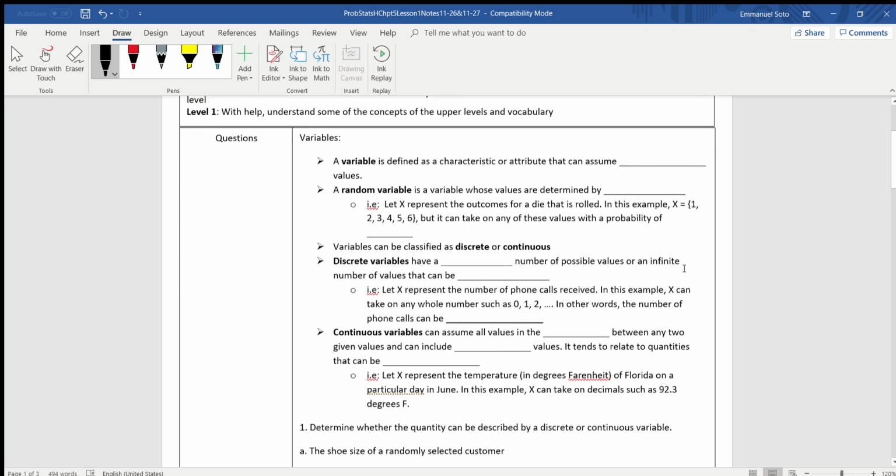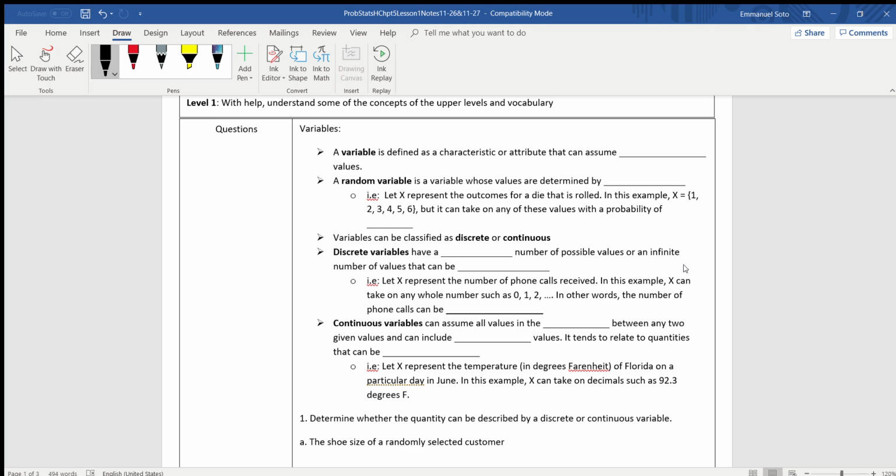So let's introduce the concept of a variable. A variable is defined as something that can assume multiple values. So here we have different values. We're going to contrast that with a random variable. A random variable can also take on multiple values, but the values are determined strictly by chance.